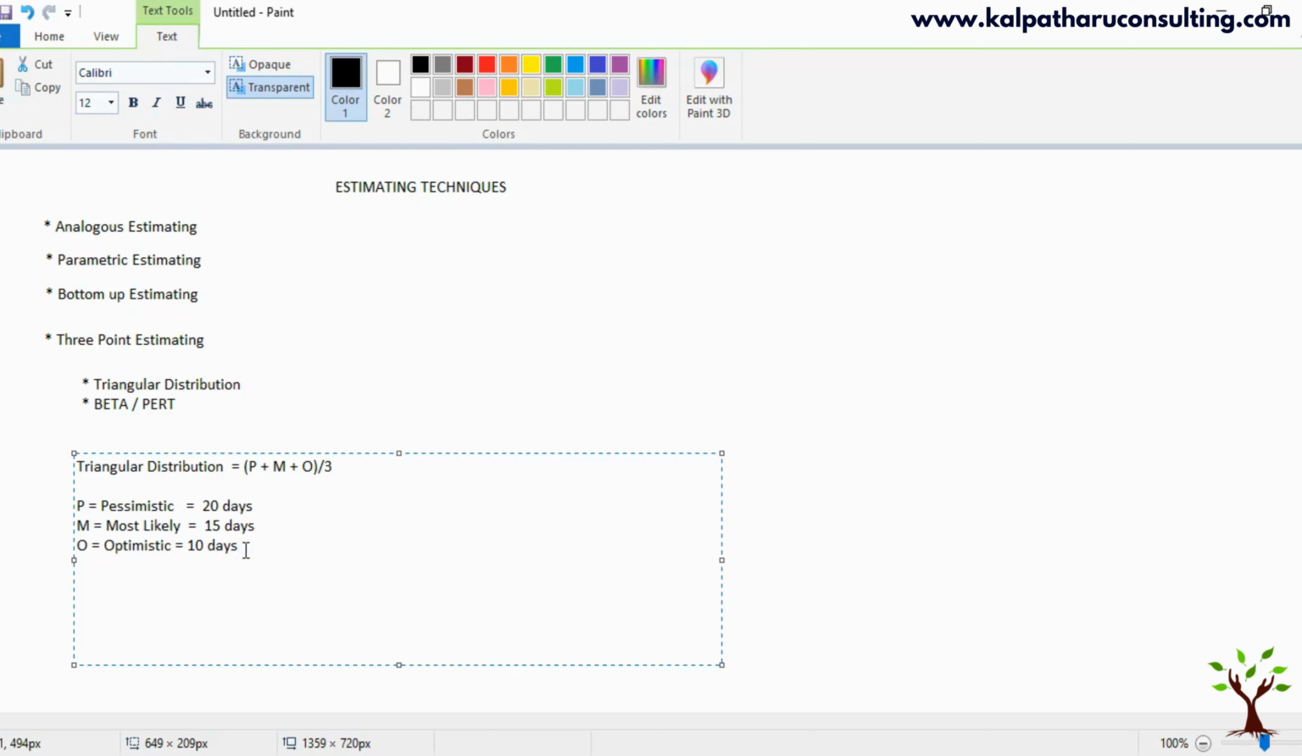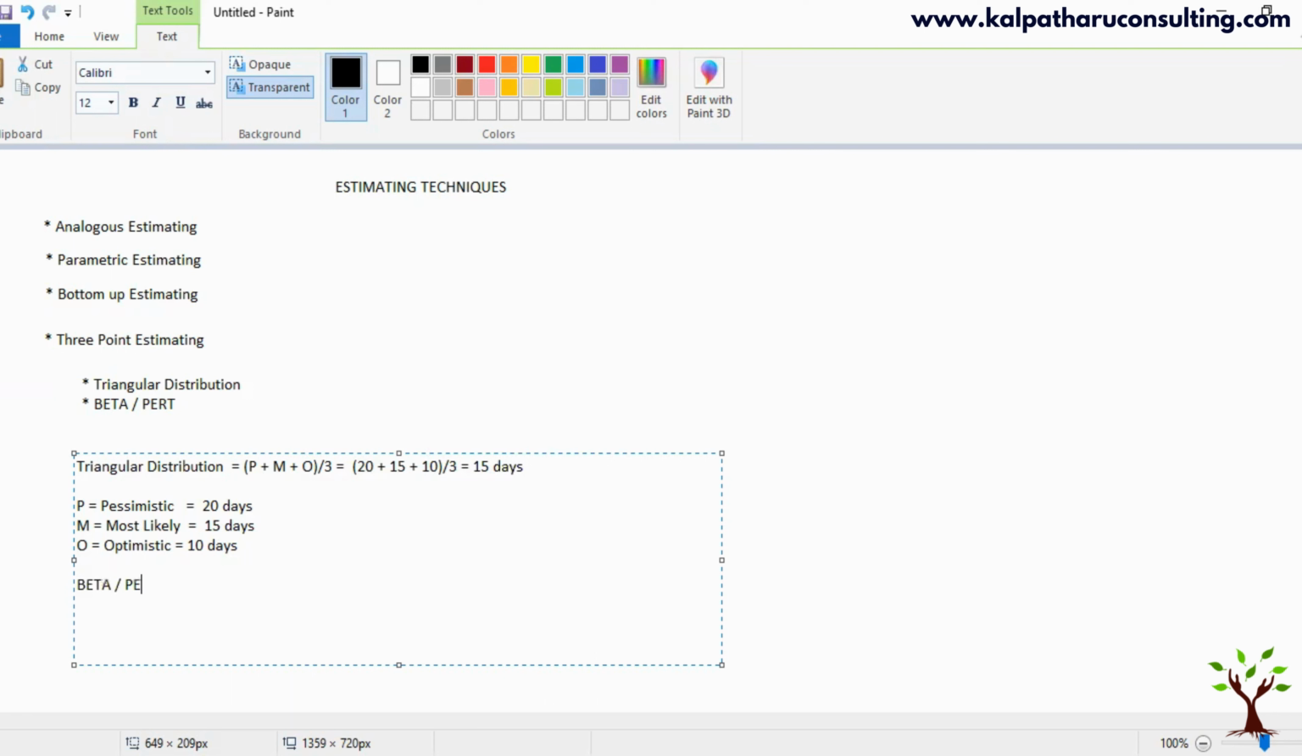For the same work or same activity, you have 3 reference points, and now we replace them in this formula. A simple way to remember: PMO, pessimistic, most likely, and optimistic. So pessimistic 20 plus 15 plus 10, divided by 3. You will get 15 days, which means it takes 15 days to do this particular work. So you are considering all the data points.